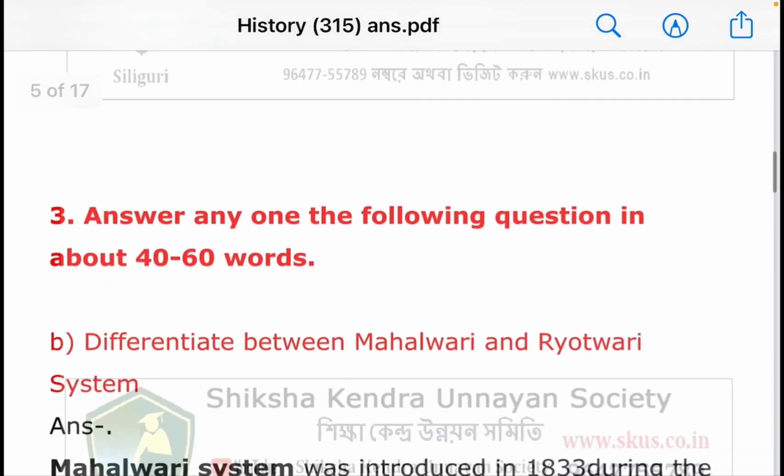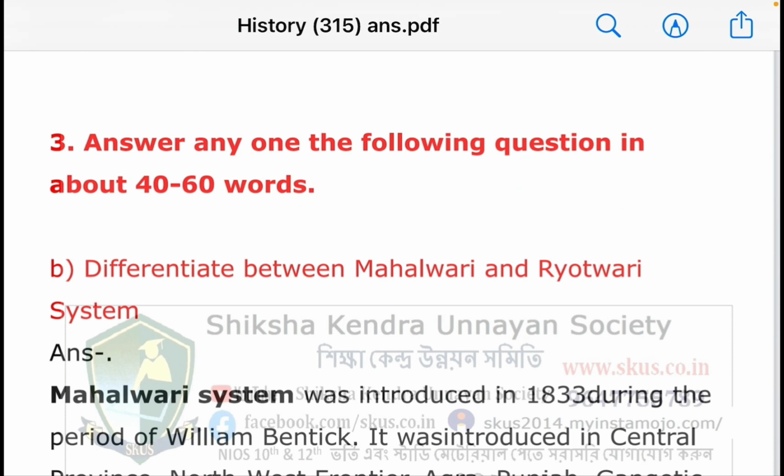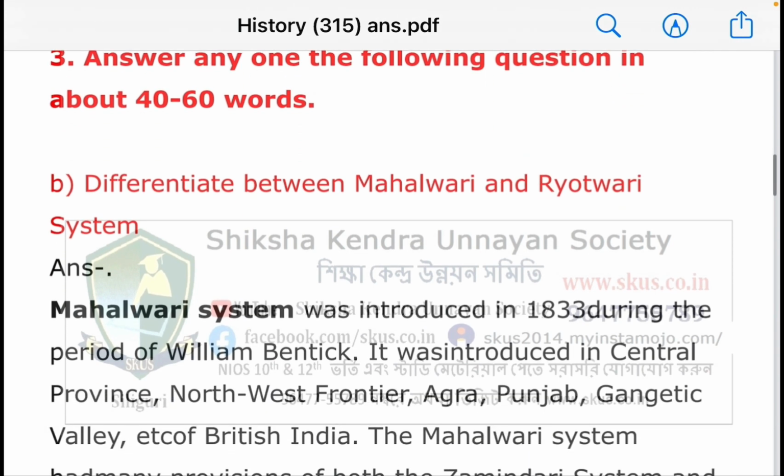Number 3. Answer any one of the following questions in about 40 to 60 words. Now, in this you have to write again in 40 to 60 words. Differentiate between Mahalwari and Ryotwari system. You have to make a difference between what is Mahalwari and Ryotwari system. Okay. First, you can write Mahalwari system.